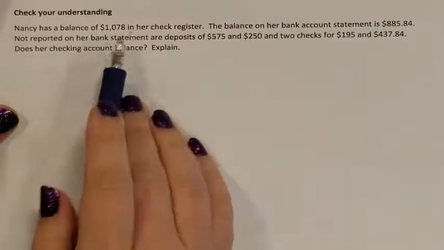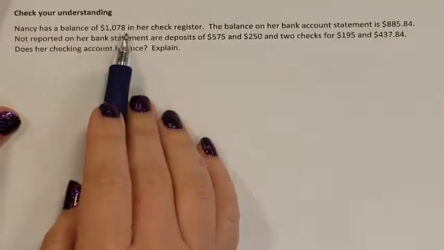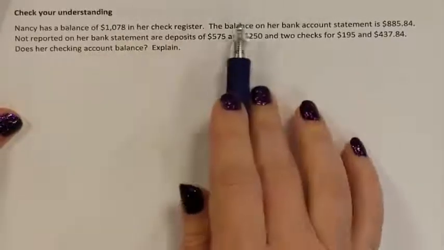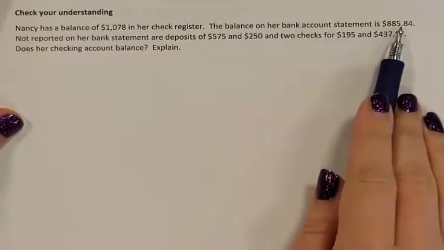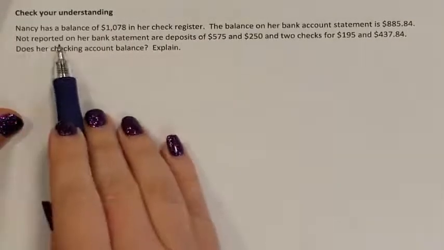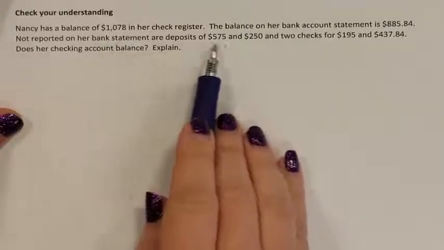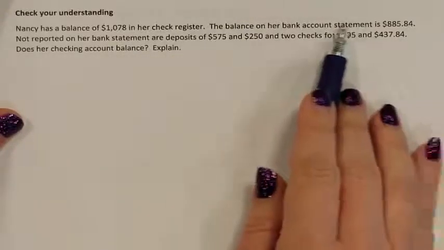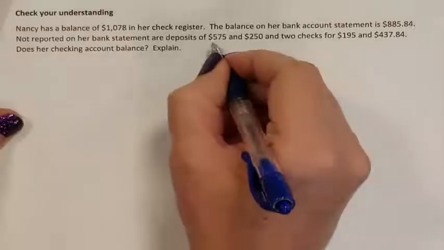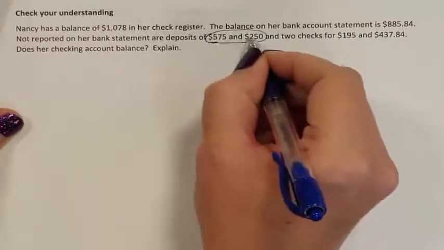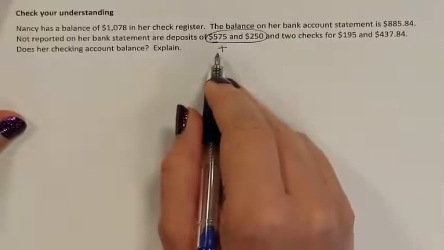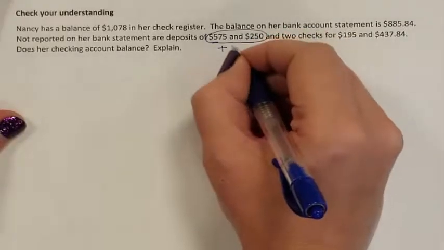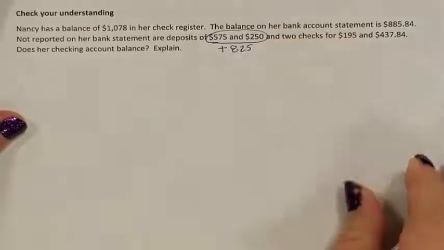Nancy has a balance of $1,078 on her check register. The balance on her bank statement is different. It is $885.84. Not reported on her bank statement are these two deposits and these two checks that she wrote. So we have two deposits. Deposits are when you are adding money to your account. So how much money that she was adding is missed. If you add those together, you get $825 was missed.